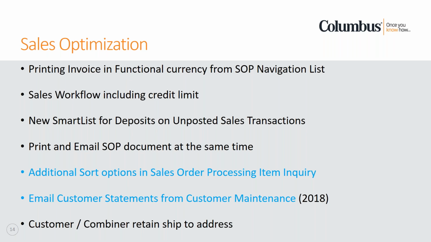And then, not a 2018 R2 feature, but a 2018 feature, was the ability to email a customer statement right from the customer card, the maintenance window. So you don't have to go through the whole routines process and do a whole bunch of mouse clicking just to get an individual customer statement anymore. Although you can do that, it still works.